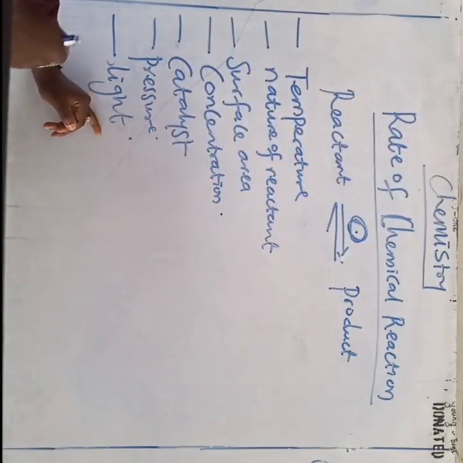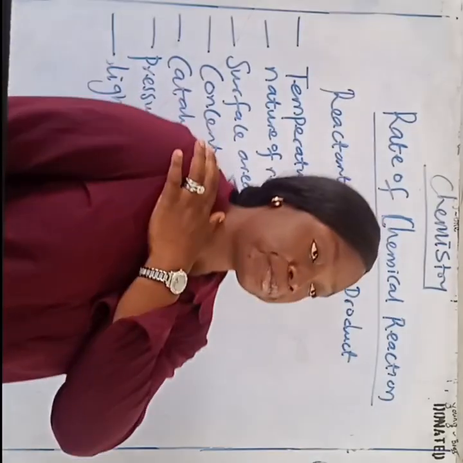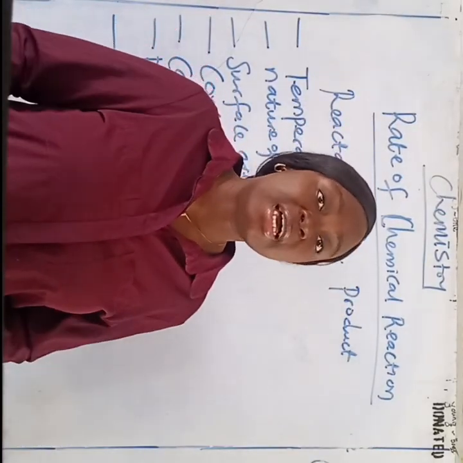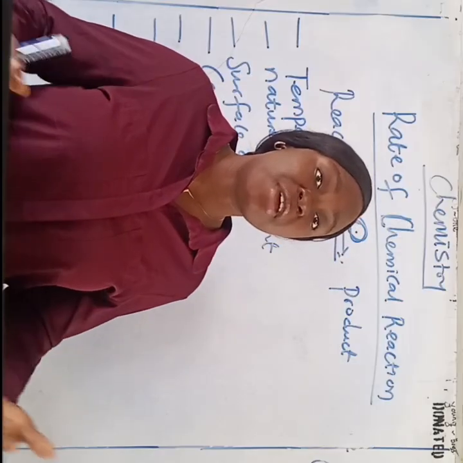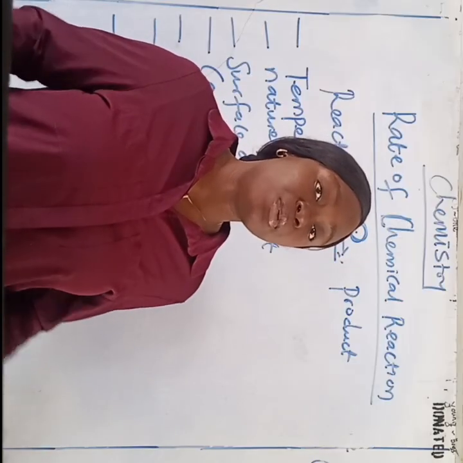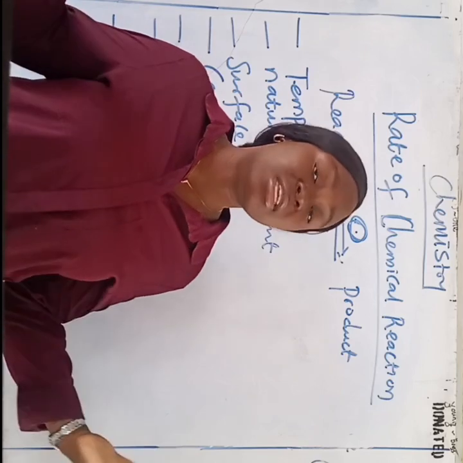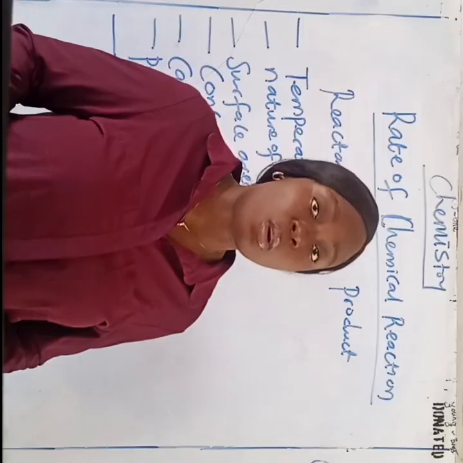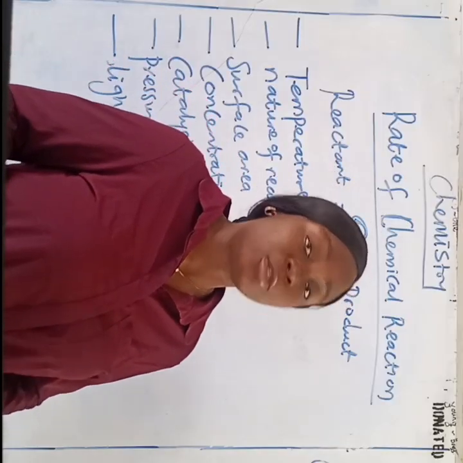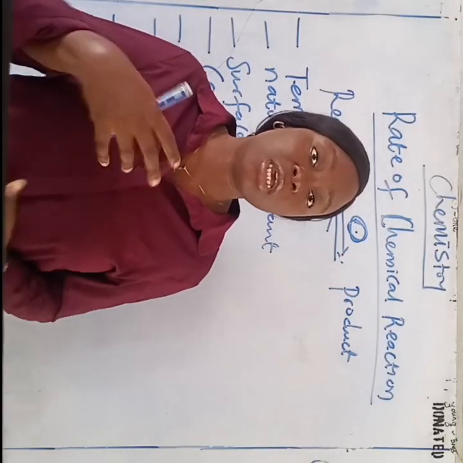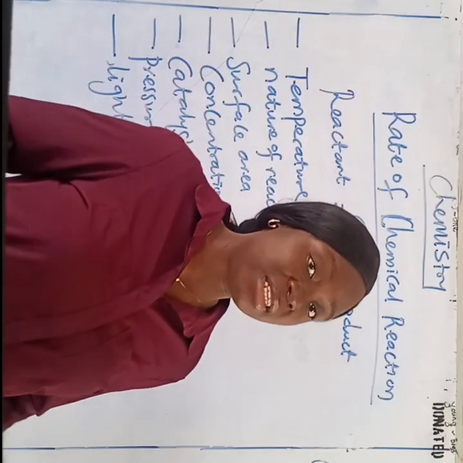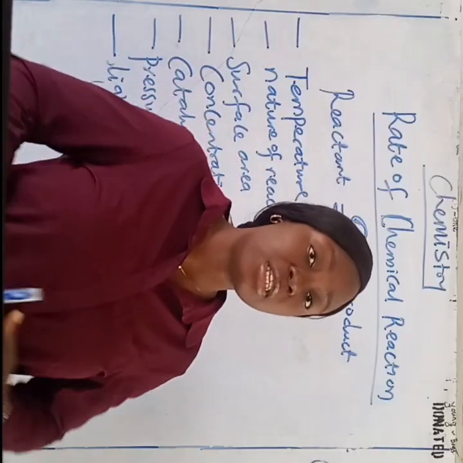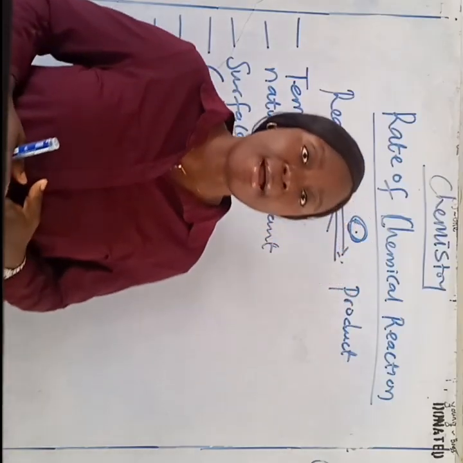Then the last one here is what? Light. There are some reactions that happen in broad daylight. They are very, very fast in broad daylight. For example, photosynthesis occurs in the presence of sunlight. Without sunlight, photosynthesis will not occur. So there are some reactions that are so rapid, they occur spontaneously in the presence of light, while some don't do that. So the presence of light has a lot to do with our chemical reaction.